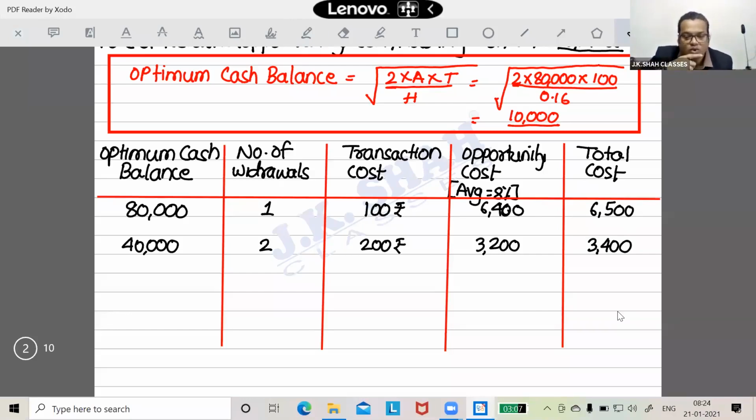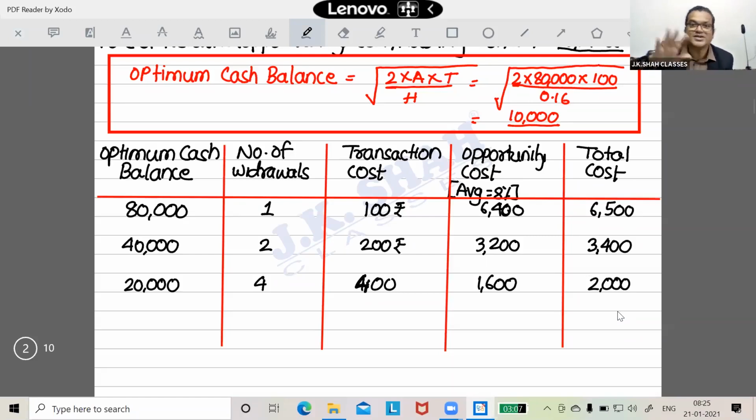I said, now do one thing, bring only 20,000 at one time. Now I will have to send my person how many times? 4 times. That means I will spend 400 rupees. And the interest part will be 20,000 into 8%, 1,600. That motivates me further. The overall cost has come down to 2,000.